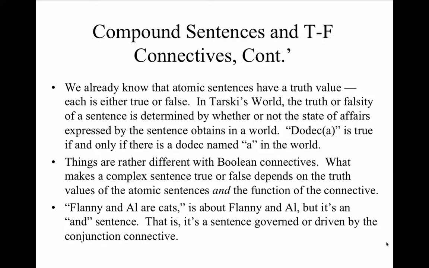So, for example, if we say Flanny and Al are cats, we will find out that there are 4 possible ways for this sentence to be true or false. Flanny is a cat is either true or false. Al is a cat is either true or false. But the sentence Flanny and Al are cats is going to be true or false based on the original truth values of the atomic sentences combined with the meaning of the connective and.